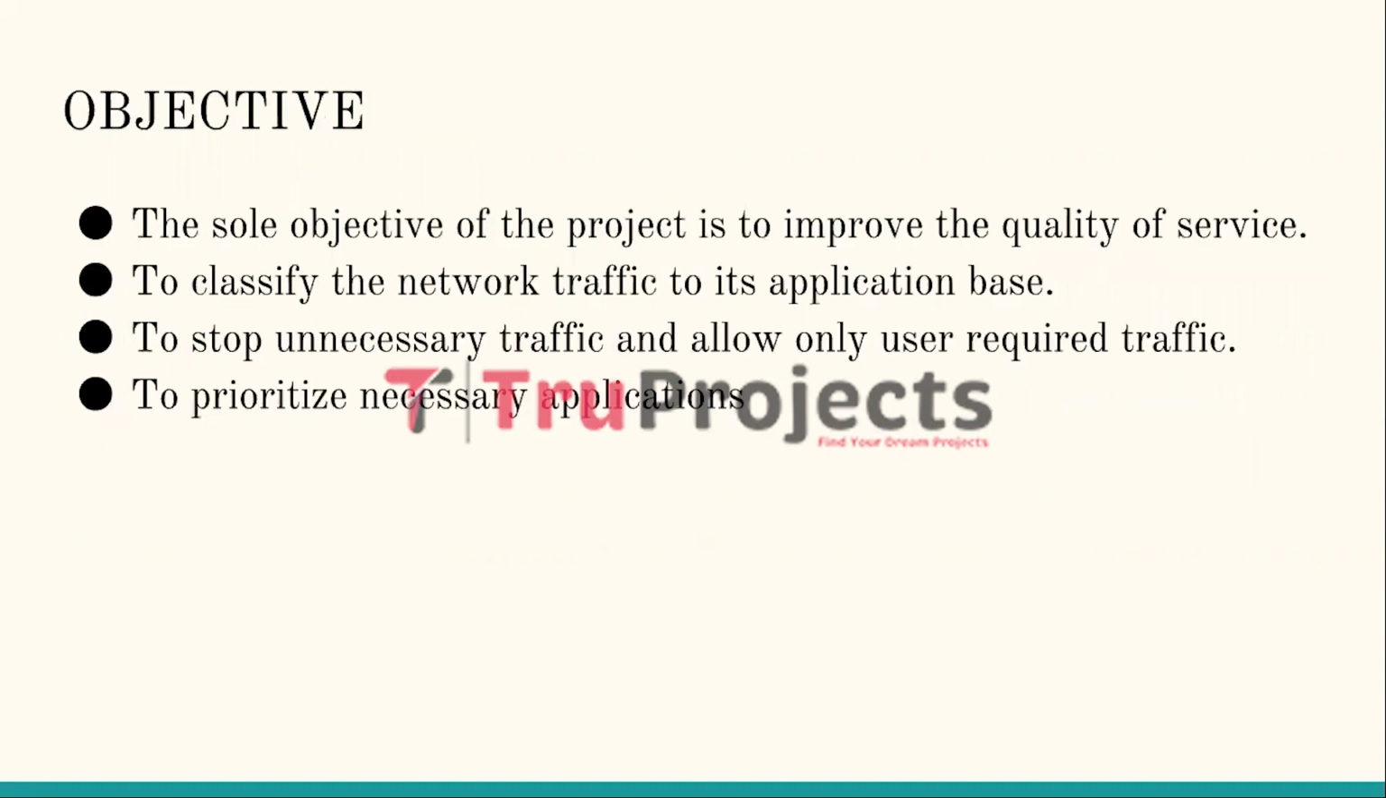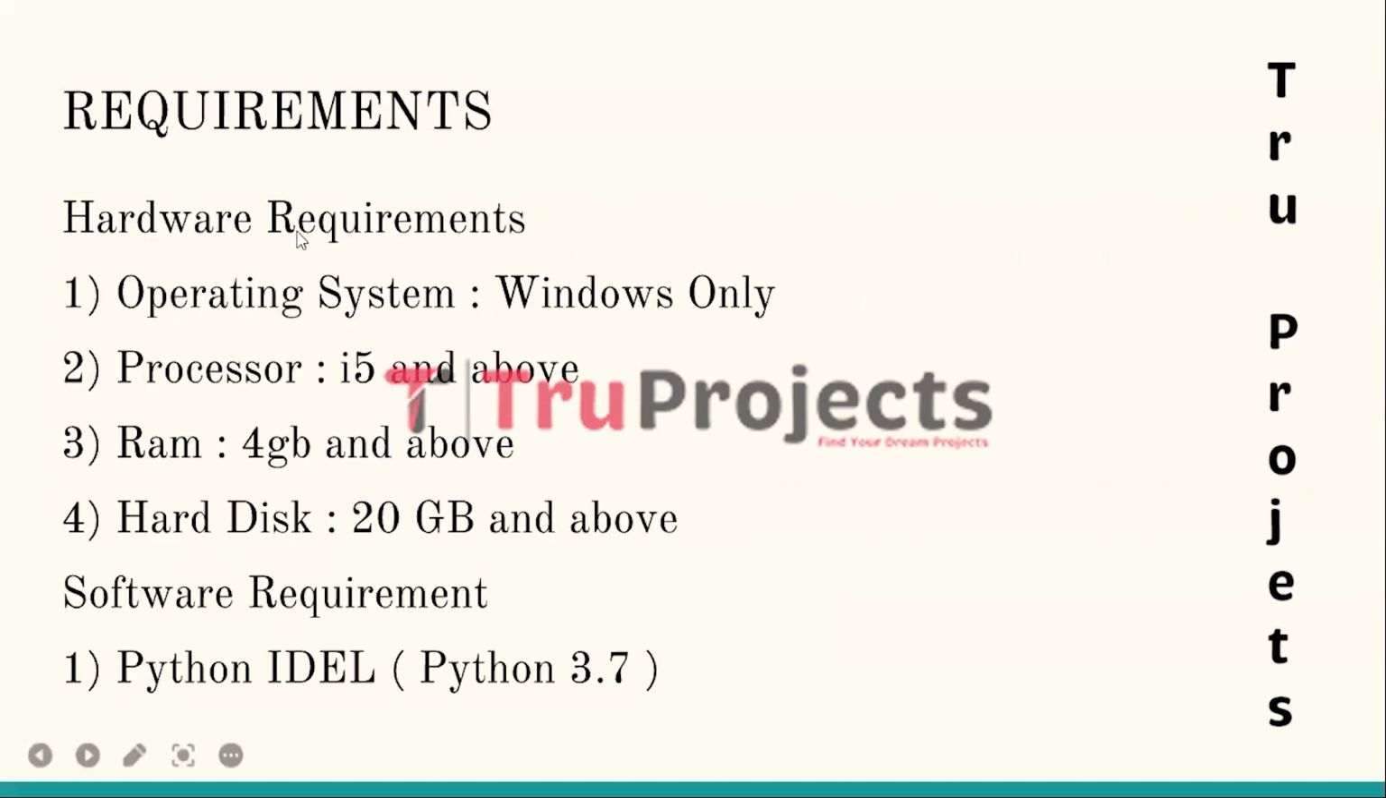The main goal of this project is to enhance the quality of service by classifying the network traffic based on its application. The aim is to identify and filter out unnecessary traffic, allowing only the traffic that is required by the user. Additionally, the project aims to prioritize the essential applications, ensuring they achieve preferential treatment in terms of network resources and performance. These are the basic requirements that are needed to build this project.